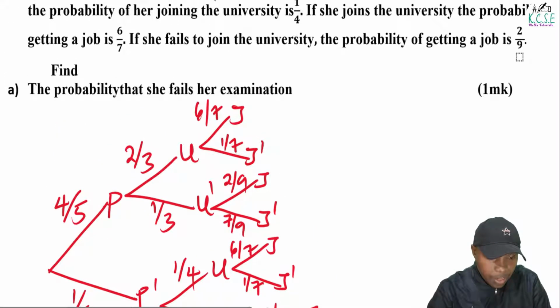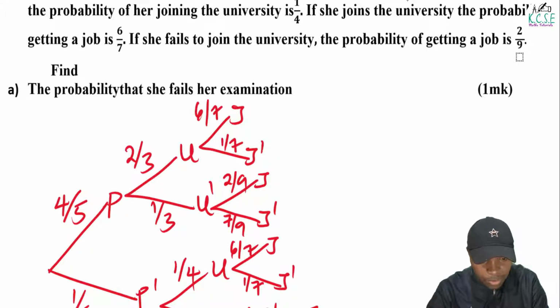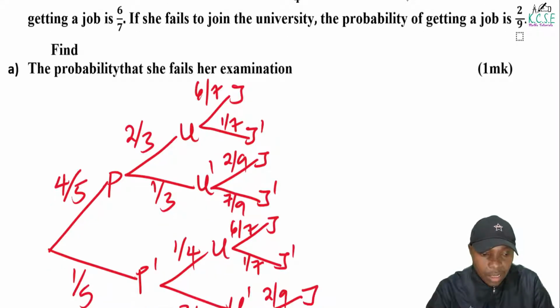Now this last part, I may repeat. If she joins the university, the probability of getting a job is 6/7. If she fails to join the university, U prime, the probability of getting a job is 2/9. So that is the complete tree diagram.